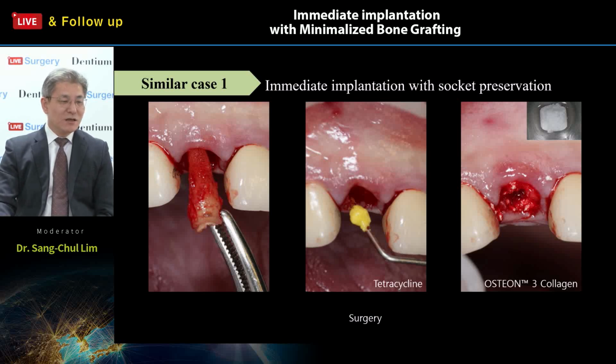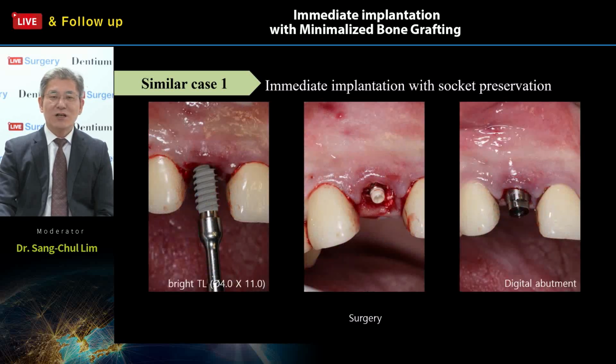And after that, applying Osteon 3 collagen. These collagenated grafting materials are easy to manage and easy to handle, and they also help new bone formation, socket preservation, and simultaneous immediate implantation. After that, the implant is inserted into this socket area, 4.0 diameter and 11 millimeter length.